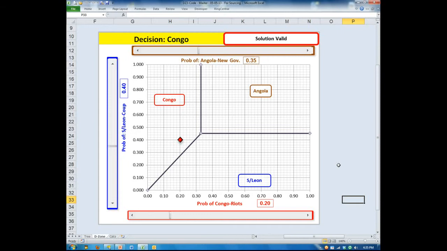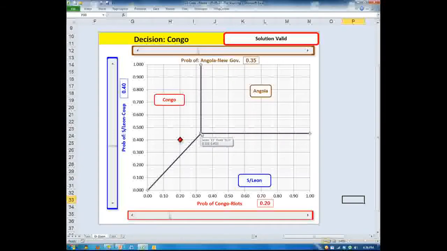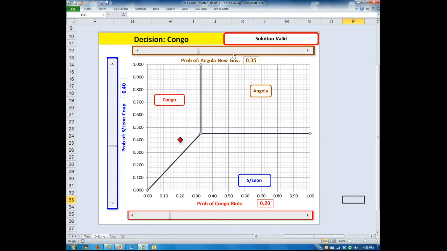Let's look at our decision zone map. Here we have 3 scroll bars now. The red, which reflects the probability of Congo riots. The blue, which reflects the probability of Sierra Leone's coup. And up here, we have a brown scroll bar that reflects the probability of Angola's new governor, which is at 35%. Under this scenario, the recommendation is to operate from Congo. Now here we have 3 zones, and the center point is known as the triple point. And observe, we have the triple point fixed with Angola. And if I change that, the triple point moves.